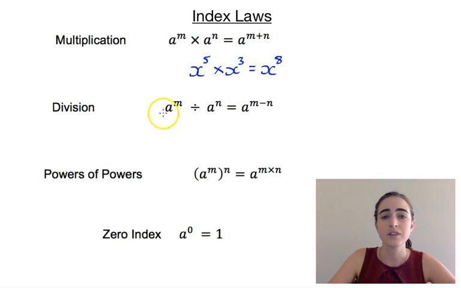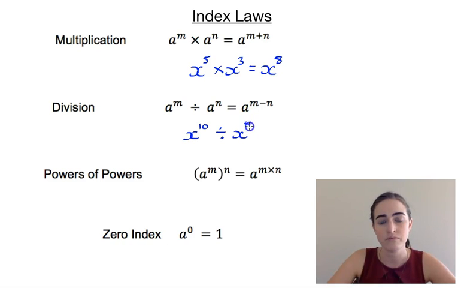Division is very similar. If they've got the same base, then we're going to subtract the indices. So if we had x to the power of 10 divided by x to the power of 4, then that would end up giving us x to the power of 6.